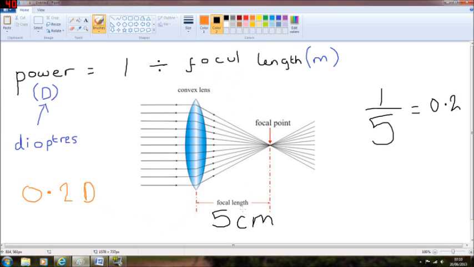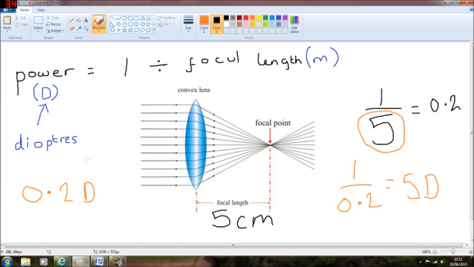And just remember, the smaller this number here, the bigger this number. So if you did 1 divided by 0.2 meters, you would get 5 D, which is of course a much larger amount. So the shorter the focal length, the more powerful the lens.